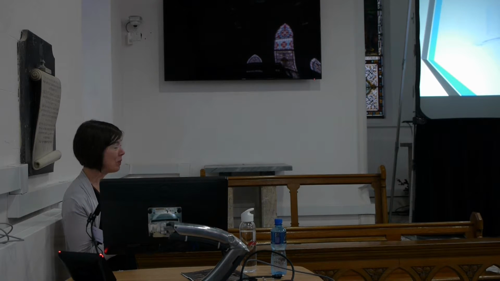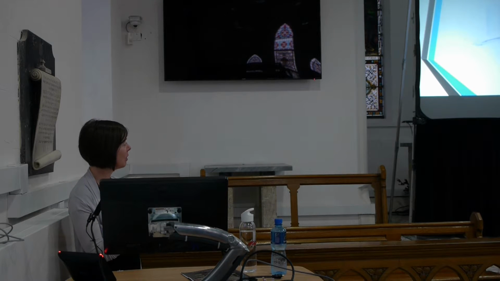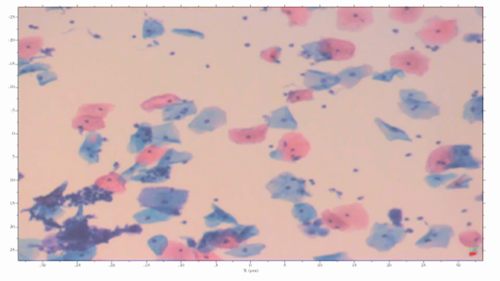So the PAP test is the test that's used in most cervical screening programs, and it's used here in Ireland, Cervical Check. So what happens is cervical cells are scraped from the cervix using a brush like this. The cells are then placed into a vial of liquid preservative, and then that's sent off to the lab. And those cells are then placed on a slide like this one here. And then the cells are stained with a couple of different dyes called a PAP stain. And then this is what the cells look like at the end.